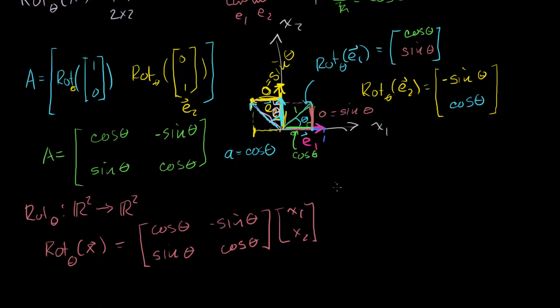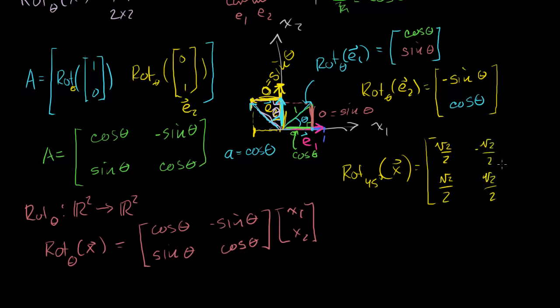So let's say that we wanted to rotate some vector through an angle of 45 degrees. Well, this is going to be equal to what? We just evaluate each of these ratios at 45 degrees. The cosine of 45 degrees is square root of 2 over 2. Sine of 45 degrees is square root of 2 over 2. Sine of 45 is square root of 2 over 2, and we have a minus there, so minus square root of 2 over 2. And then cosine is just another square root of 2 over 2. And we multiply it times our vector x.